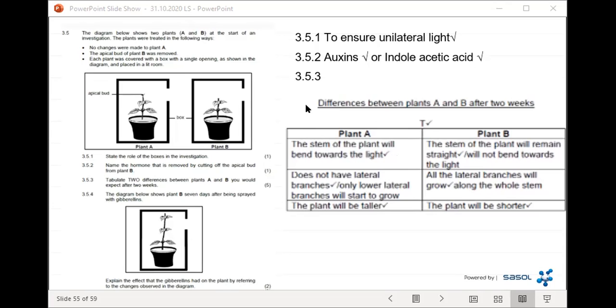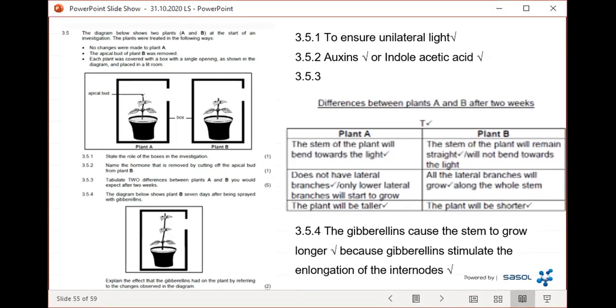Okay, then we move on to question 3.5.4. The diagram below shows plant B 7 days after being sprayed with gibberellins. Right, and then it says explain the effect that the gibberellins had on the plant by referring to the changes observed in the diagram. Okay, so the gibberellins cause the stem to grow longer because gibberellins stimulate the elongation of the internodes. Right, so that's all that we needed to mention because that is just 2 marks. Right. So you mentioned the effect that the gibberellins had and why it had that effect.